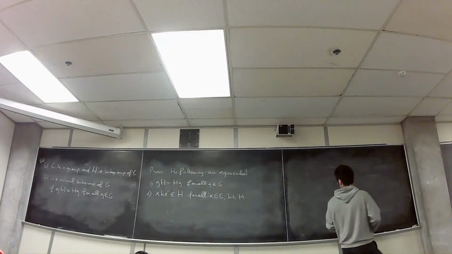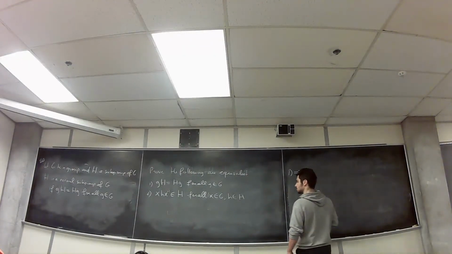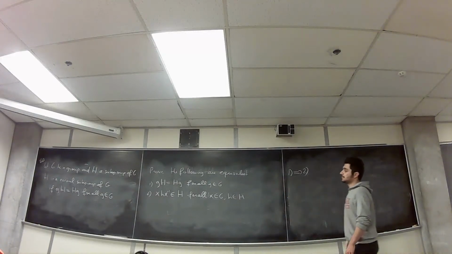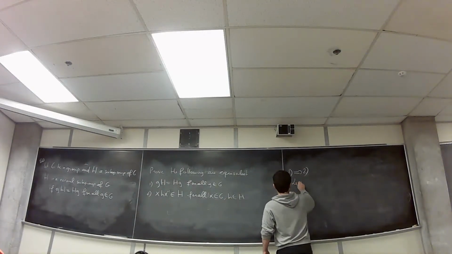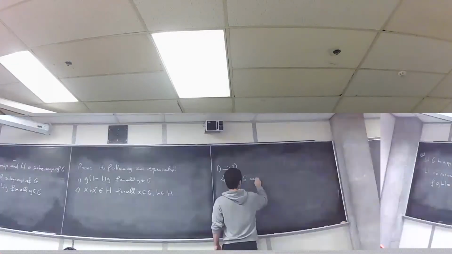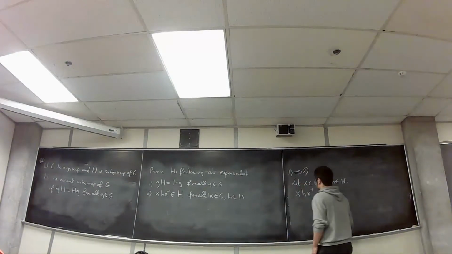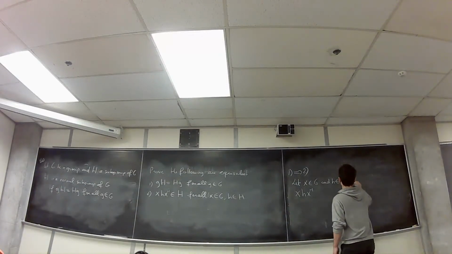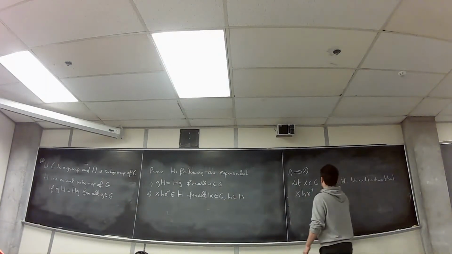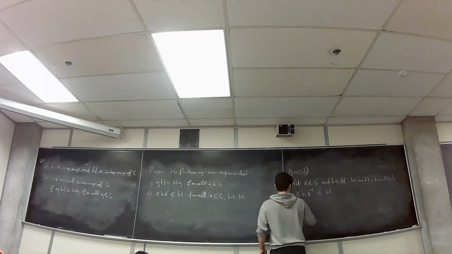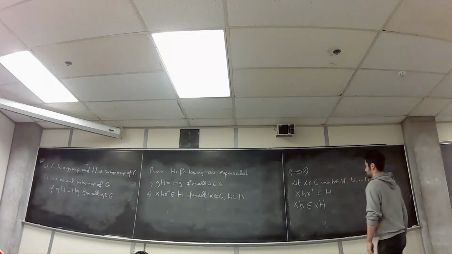Okay, so let's prove these things. One implies two. If the left coset is equal to the right coset, if gH is equal to Hg, I need to show that x h x inverse belongs to H for all x in G and h in H. So let x be in G and h in H. What is x h x inverse? First of all, notice that xh belongs to xH.